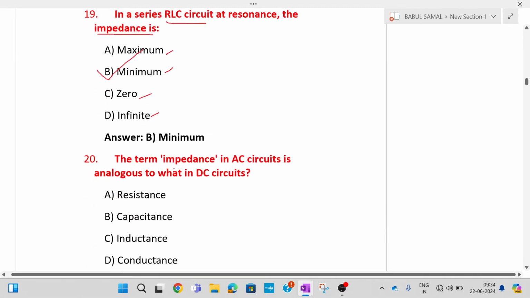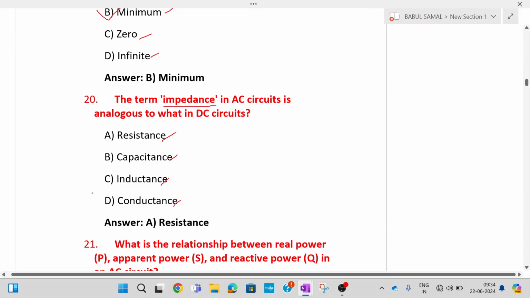Next question: the term impedance in an AC circuit is analogous to what in a DC circuit? Options are resistance, capacitance, inductance, or conductance. So the correct answer is resistance. Impedance in an AC circuit is analogous to resistance in DC circuits, which is option A.